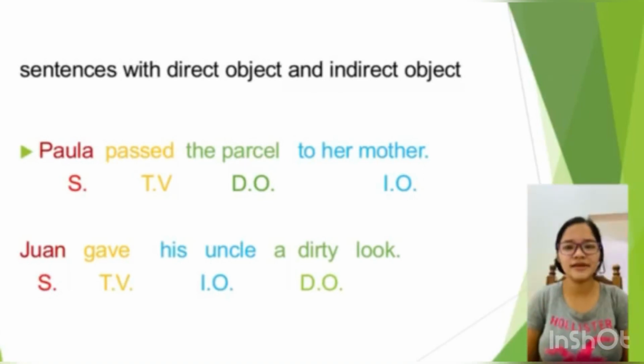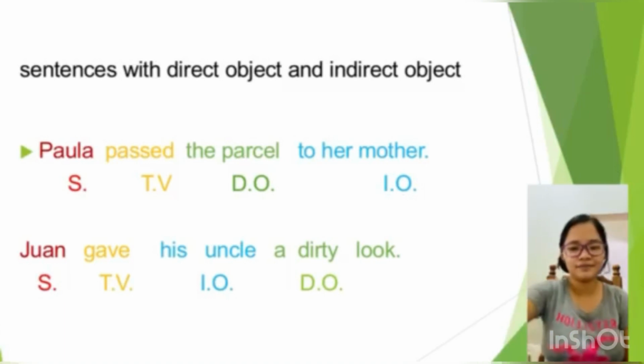In the second sentence, we will identify the same elements. Juan gets his uncle a dirty look. Juan is the subject. Get is the transitive verb. His uncle will be the indirect object, and a dirty look will be the direct object.